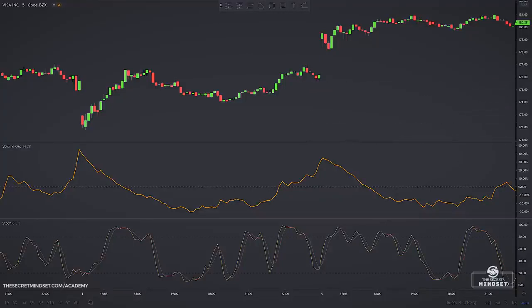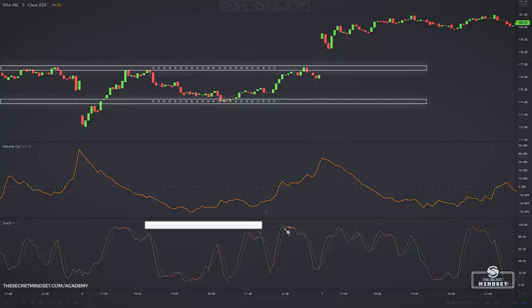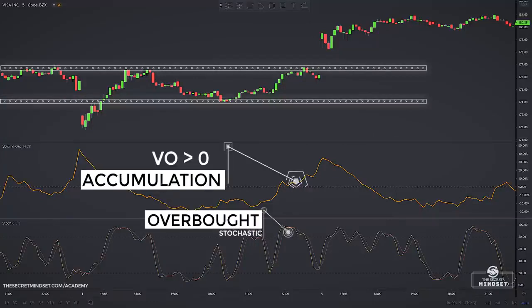In this example, you can see an overbought stochastic as the volume oscillator turns upward and moves above its center line. Although price is sideways, volume is building energy during this bottoming phase. And here's the gap that formed shortly after. The volume oscillator indicated heavy buying activity prior to the huge gap.